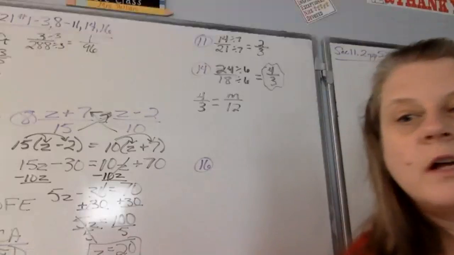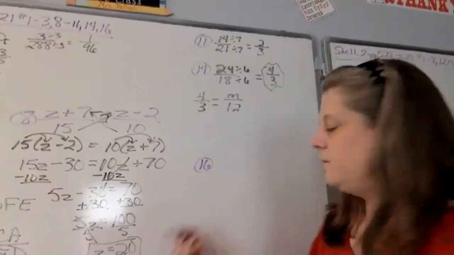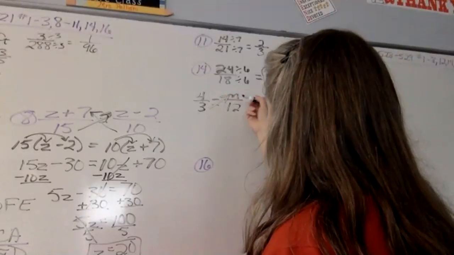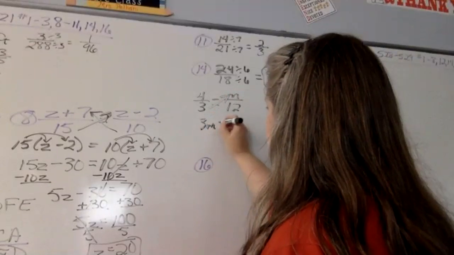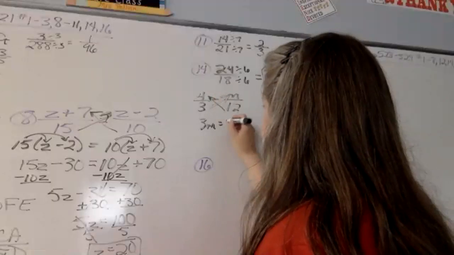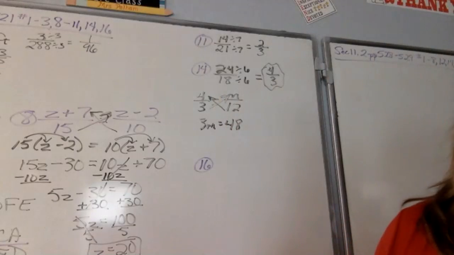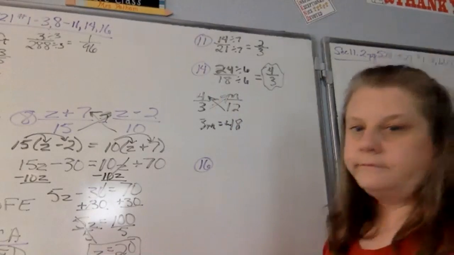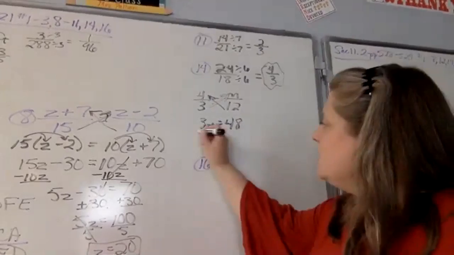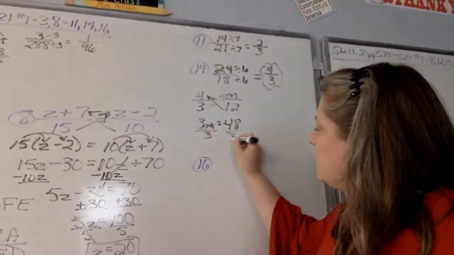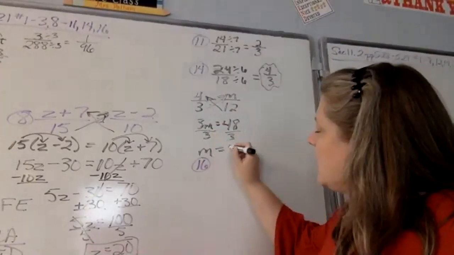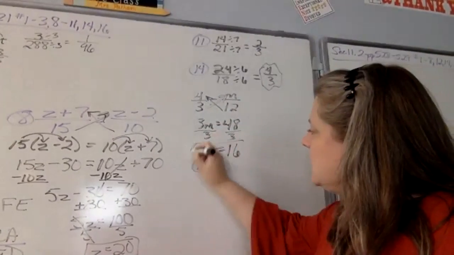So we cross multiply like we did on number 3. So 3 times M is 3M. 12 times 4 is 48. Is M by itself yet? No. Divide both sides by 3. I get M is 16.